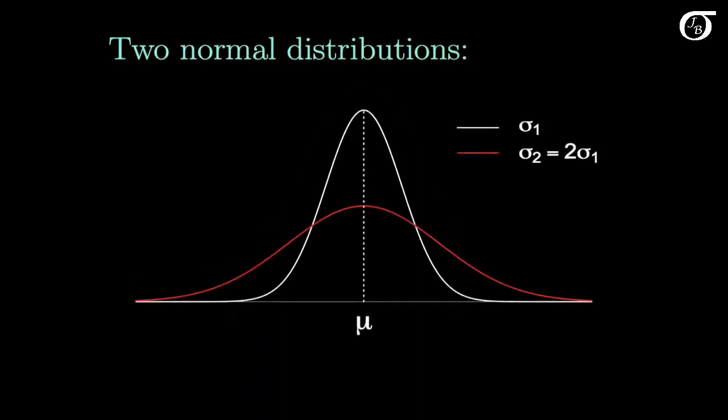Here's another plot to give us a little perspective on what sigma represents. Over here, this red line represents a normal distribution with a standard deviation of sigma 2, and this white curve represents a normal distribution with a standard deviation of sigma 1. But sigma 2 is double sigma 1, so the standard deviation on the red curve is double the standard deviation of the white curve. And we can see that when the standard deviation is greater, there is more area in the tails and a lower peak.